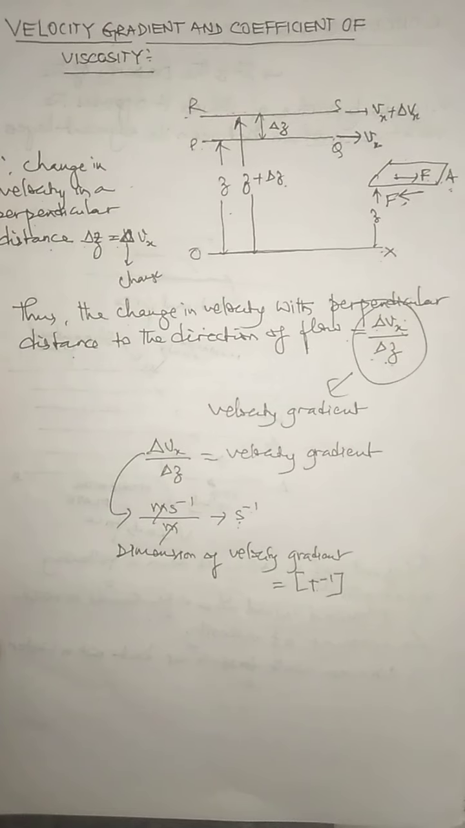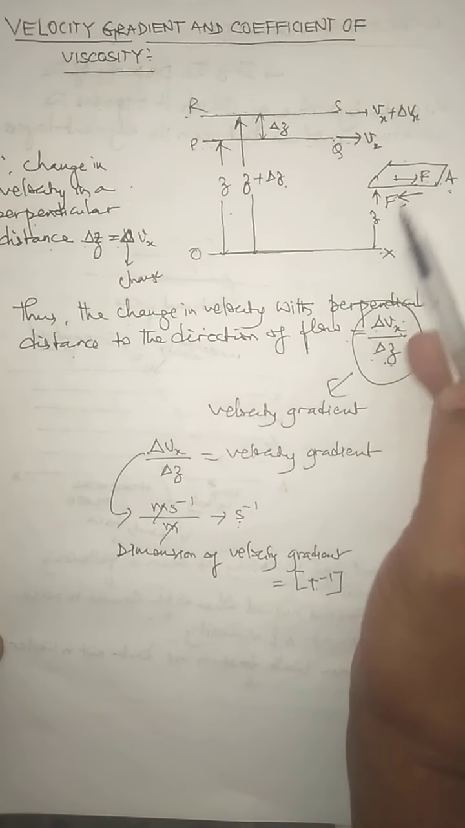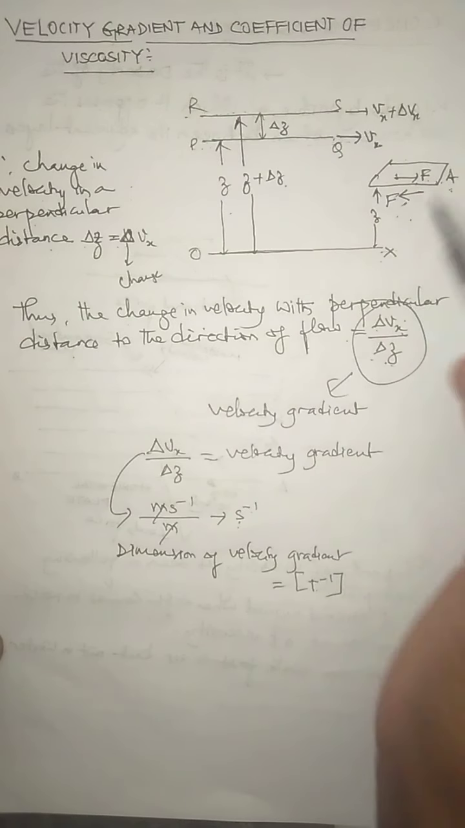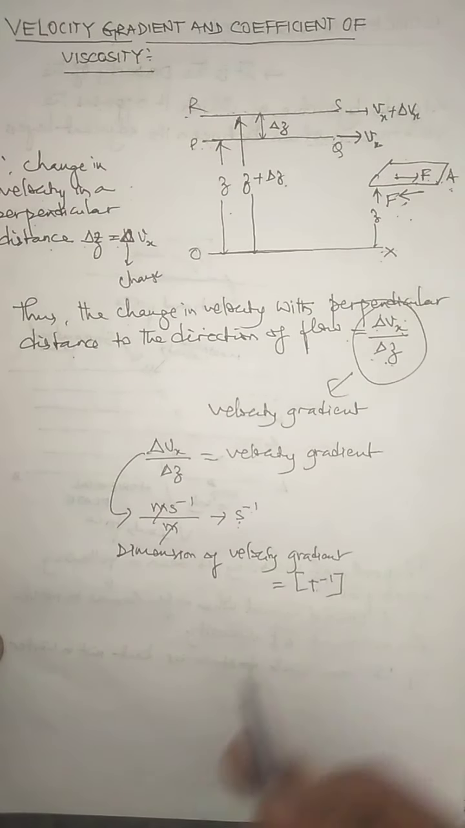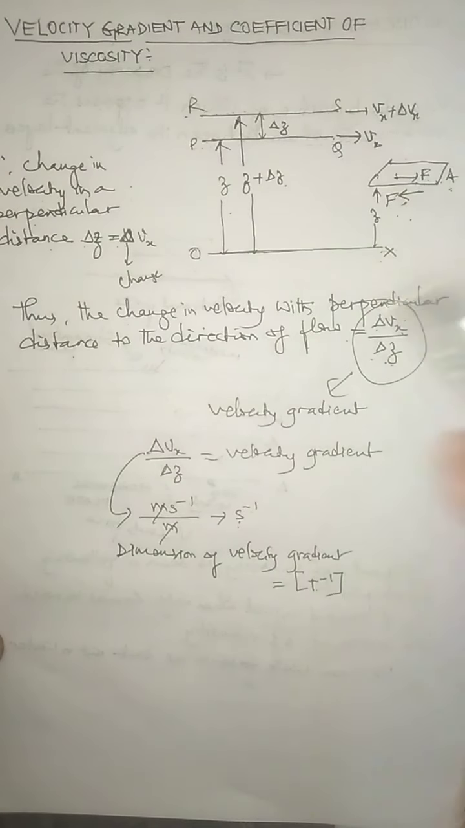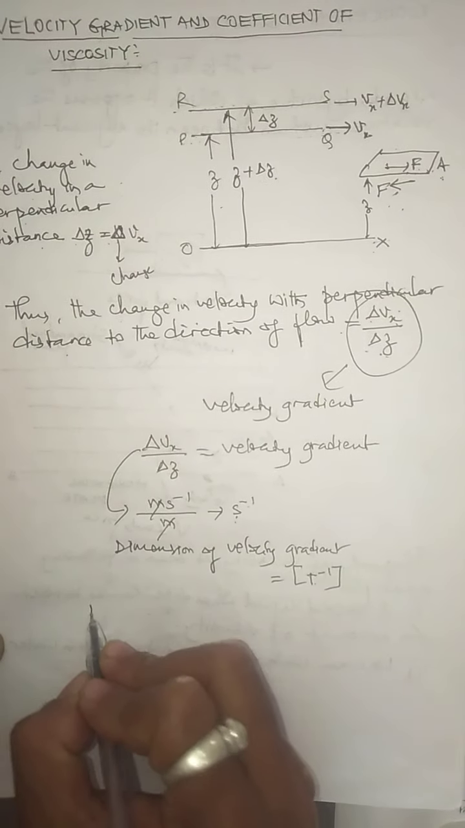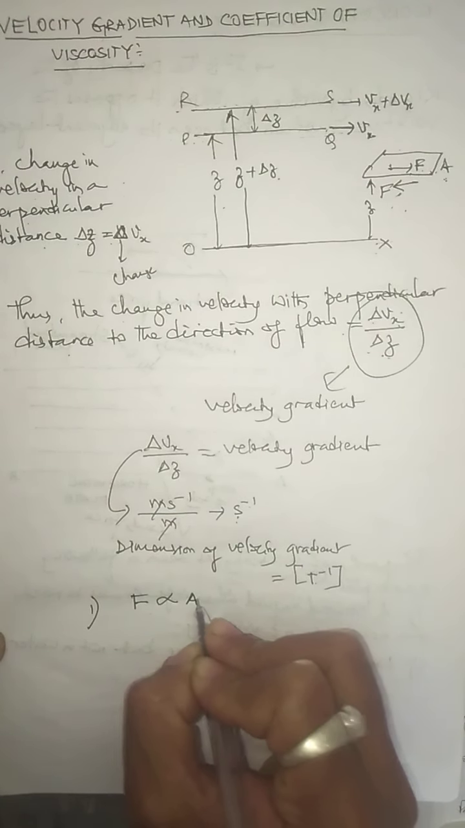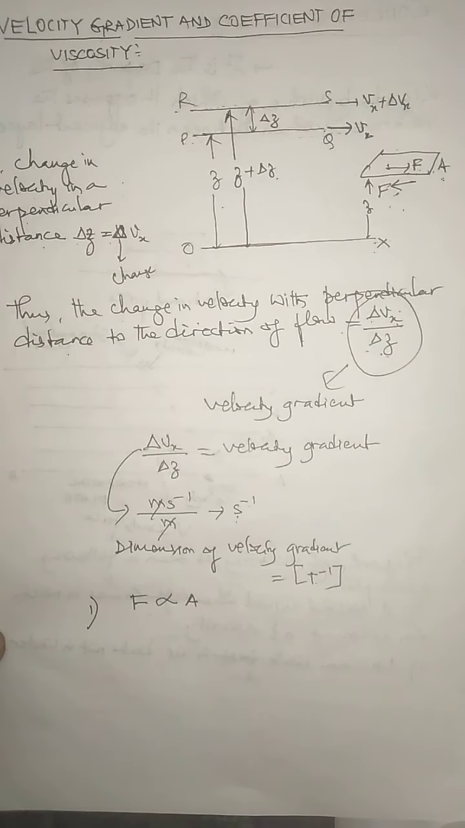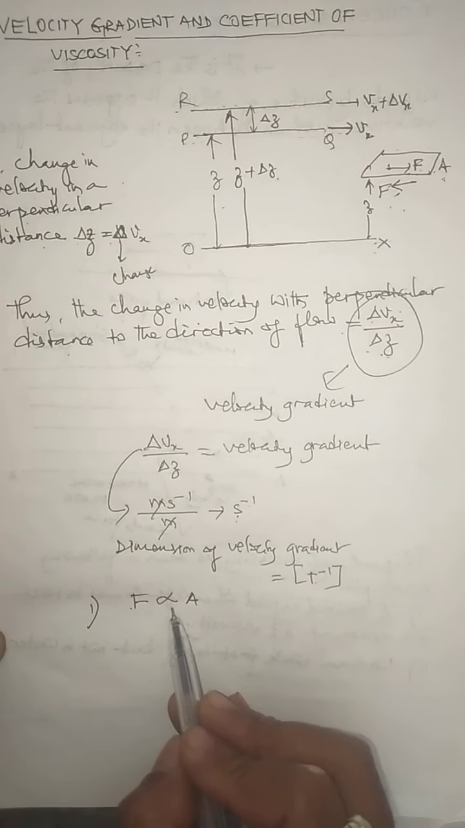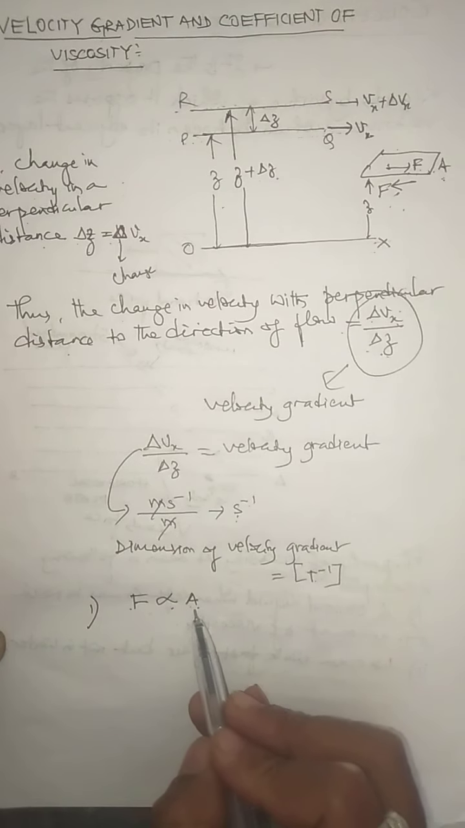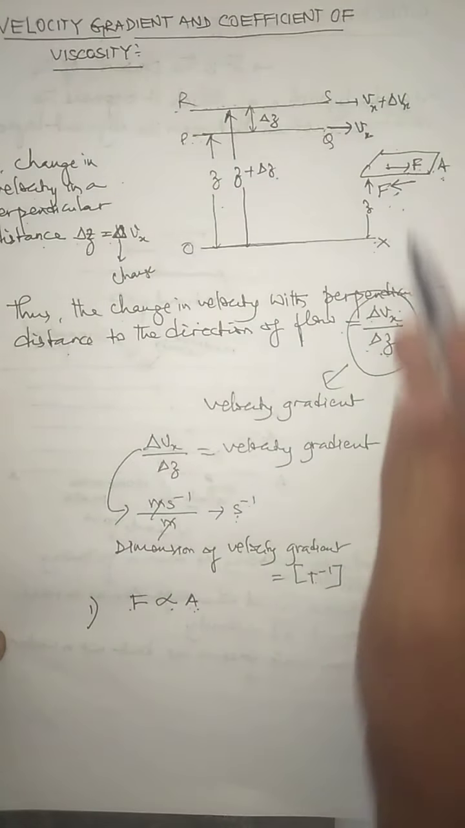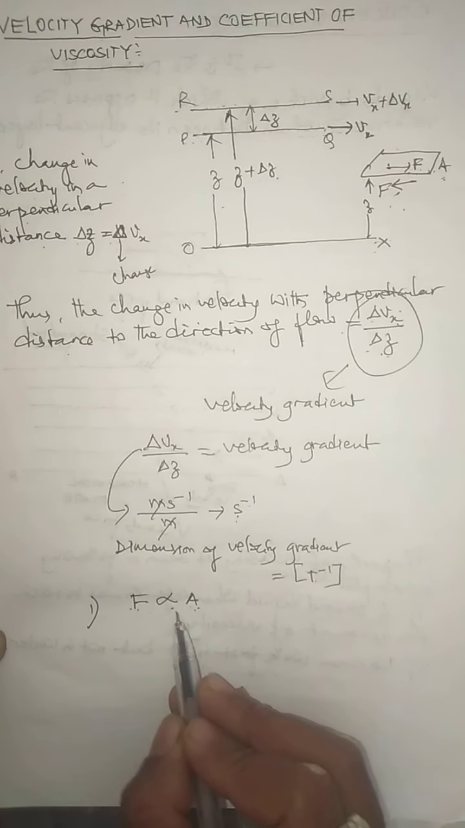According to Newton's law, as we have learned, the viscous force F acting between two layers of liquid flowing in streamlined motion depends upon two factors. One of the factors is that this viscous force is directly proportional to the area of cross section in which the two layers of liquid are in contact with each other. That means force is directly proportional to the contact area of the liquid. The more the area in which the liquid flows, the more the viscous force exerted between the two layers. That means F is directly proportional to A.